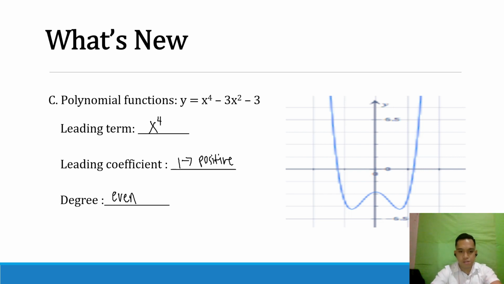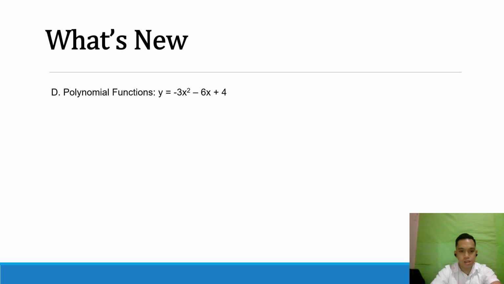Now let's proceed to letter D. We have the polynomial function y equals negative 3x squared minus 6x plus 4. Okay, so the leading term here is negative 3x squared.